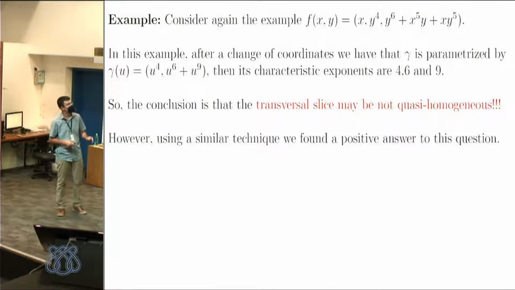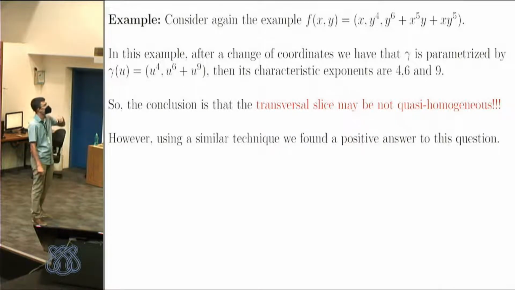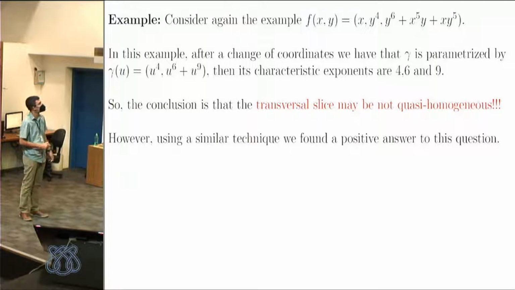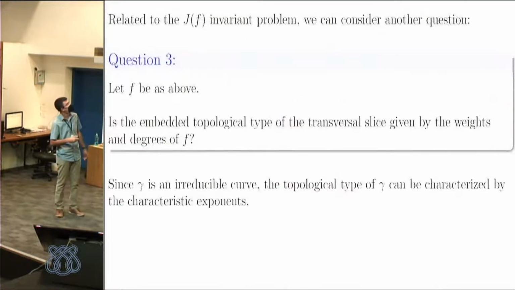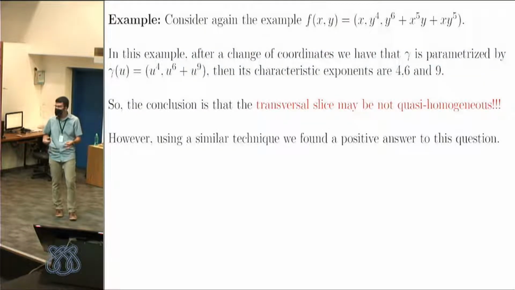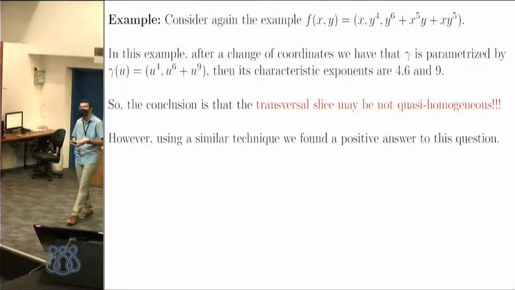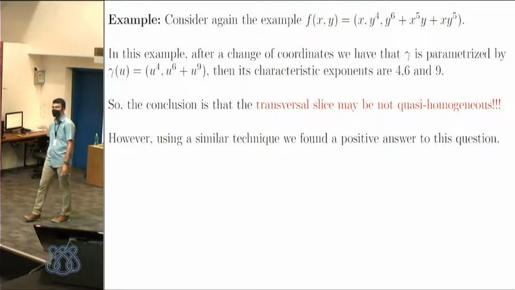In some cases they are quasi-homogeneous, but maybe not in others. However, it's not an obstruction to give a precise answer to this question. And you can use the same technique to study the behavior of the multiplicity of the double point curve in the target.